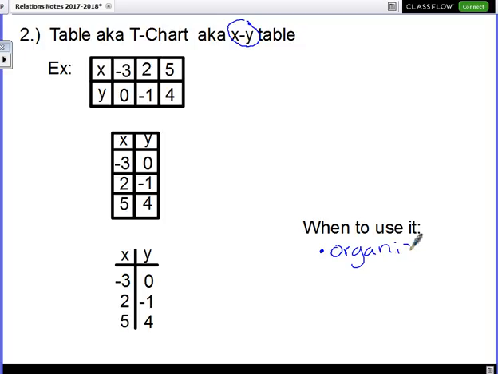So if we want our data organized from least to greatest, or organized by the time that we took it, or we want the ordered pairs organized so that all the X's are in a row and all the Y's are in a row, and we can compare the X's to each other and compare the Y's to each other, this is the best way to do it. We also will use this whenever we have large amounts of ordered pairs.